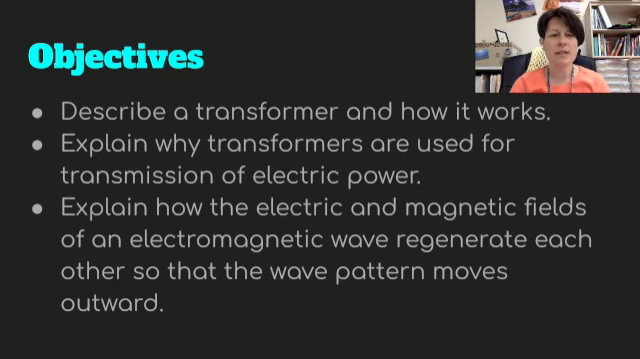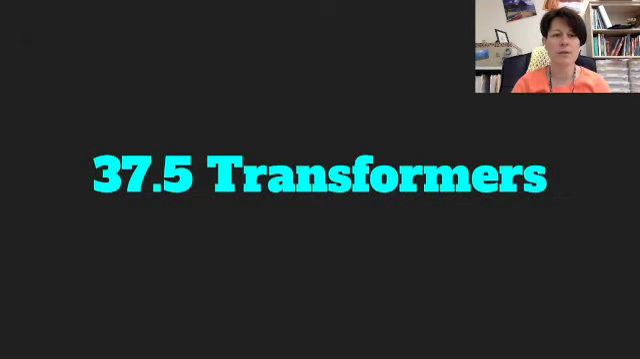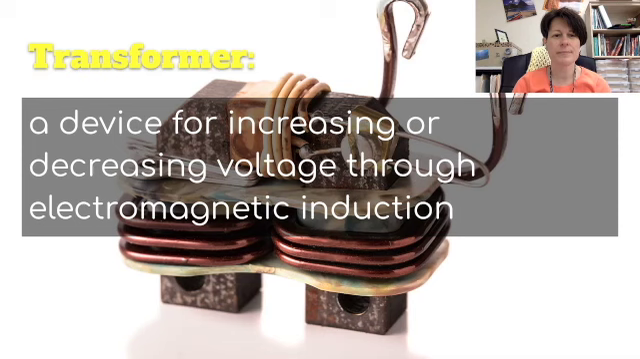Our objectives for today's video are to describe a transformer and how it works, explain why transformers are used for transmission of electric power, and to explain how the electric and magnetic fields of an electromagnetic wave regenerate each other so that the wave pattern moves outward. So, let's first talk about transformers.